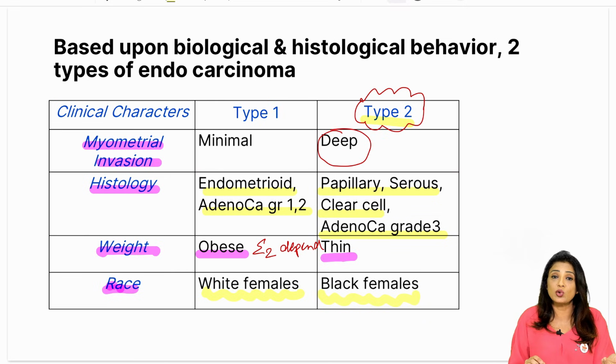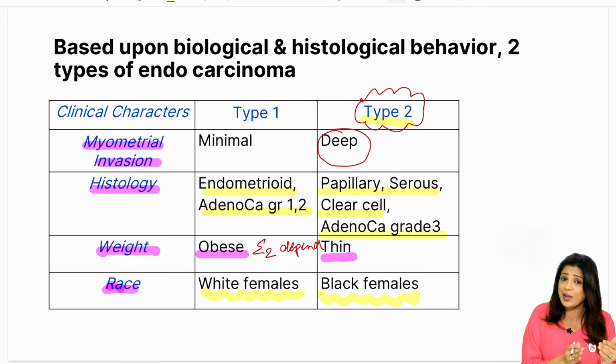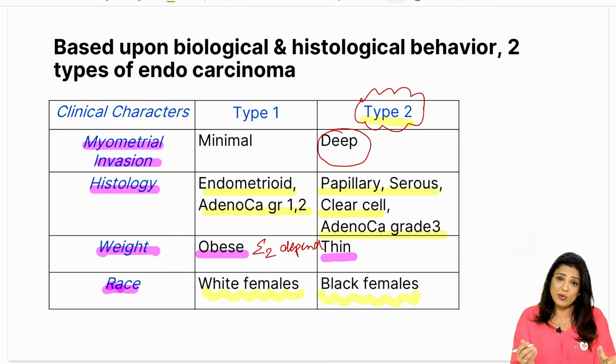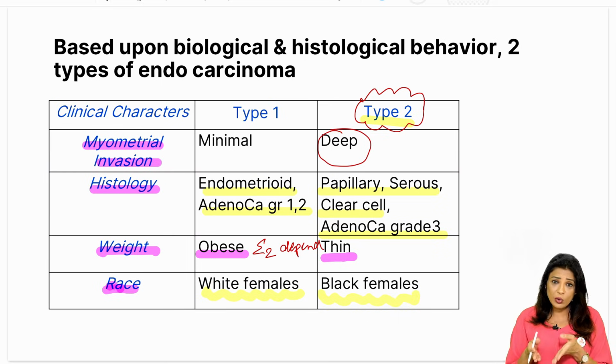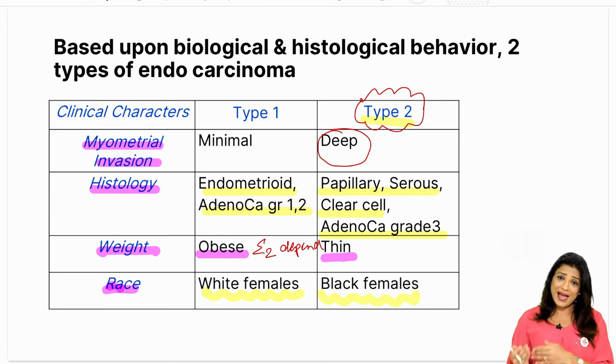So, if you actually think about fibroids, the black race has more fibroids. So, it does not go with the system. Black race is supposed to have more estrogen because more fat around the hips, and probably they have more estrogen that makes them prone for fibroid. But it is not going here. It is just the opposite. The black race are the thinner ones, and they are the ones not estrogen dependent. They are the one having type 2. Okay. So, it is just the opposite of fibroids.